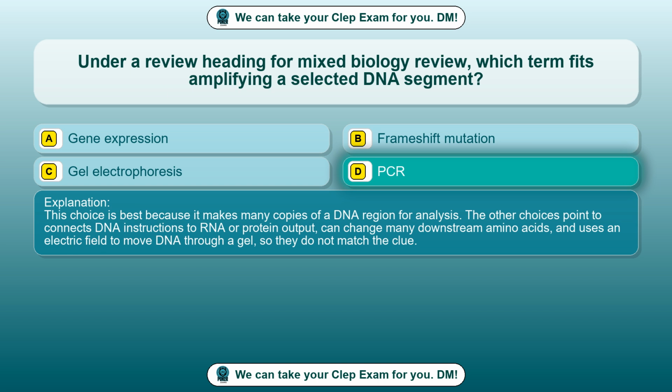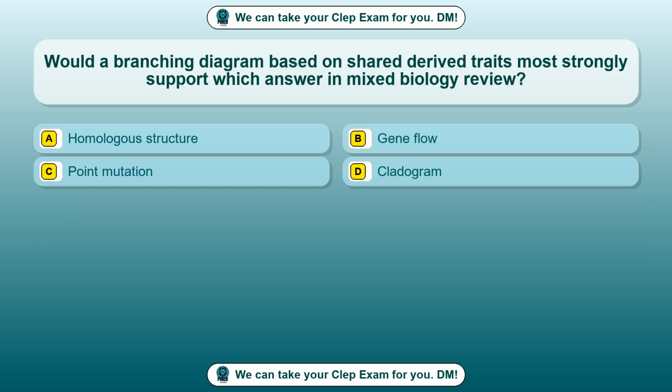The other choices point to connects DNA instructions to RNA or protein output, can change many downstream amino acids, and uses an electric field to move DNA through a gel, so they do not match the clue. Question 34. Would a branching diagram based on shared derived traits most strongly support which answer in mixed biology review? Option A, homologous structure. Option B, gene flow. Option C, point mutation. Option D, cladogram.